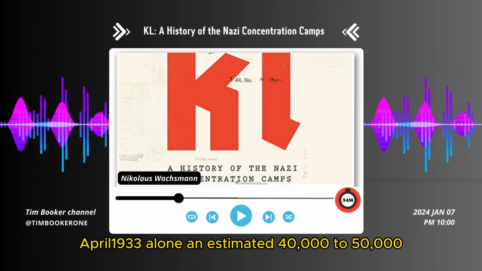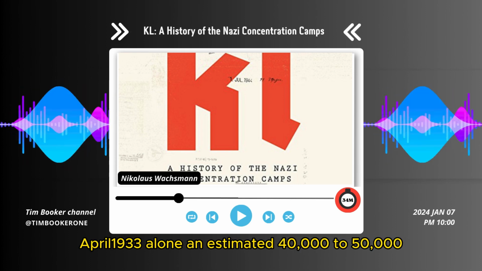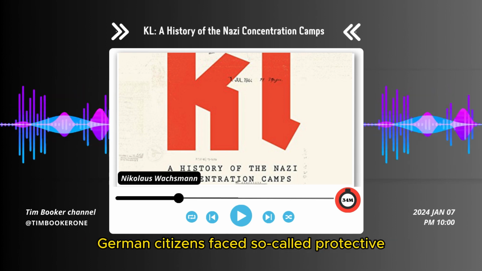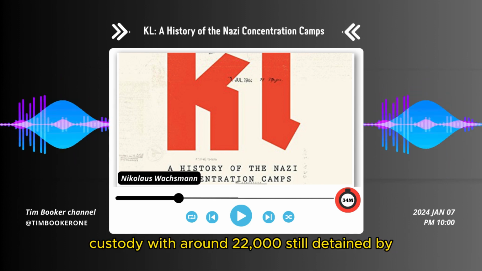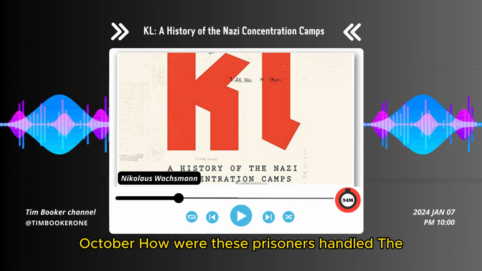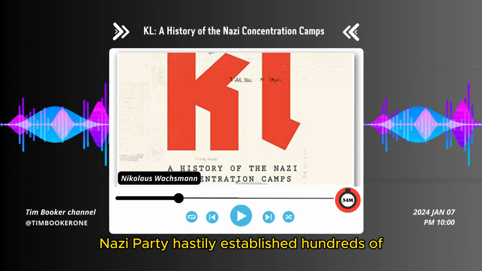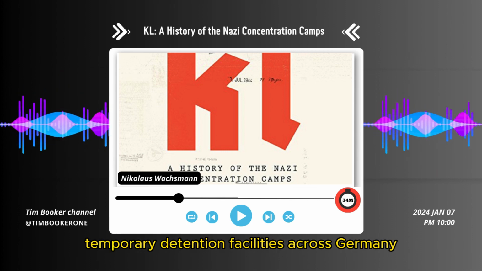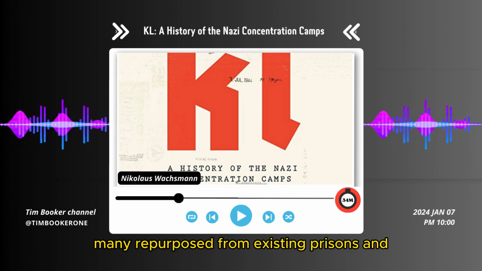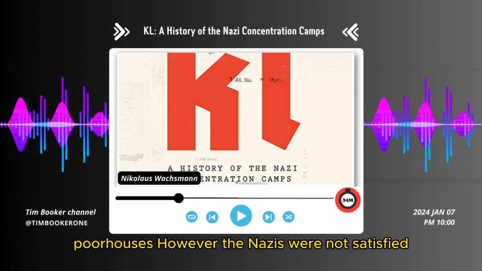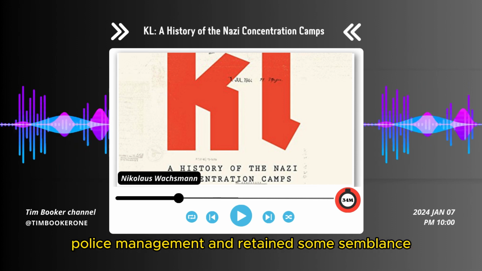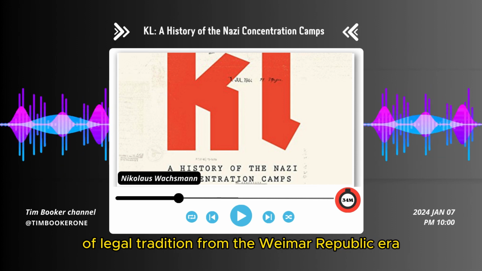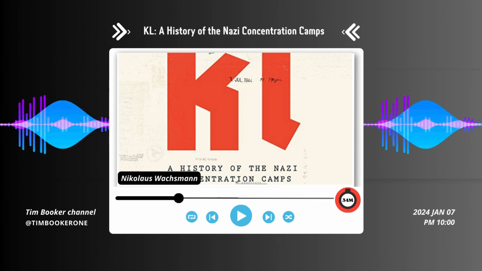Between March and April 1933 alone, an estimated 40,000 to 50,000 German citizens faced so-called protective custody, with around 22,000 still detained by October. How were these prisoners handled? The Nazi Party hastily established hundreds of temporary detention facilities across Germany, many repurposed from existing prisons and poorhouses. However, the Nazis were not satisfied. After all, many of these prisons were under police management and retained some semblance of legal tradition from the Weimar Republic era.